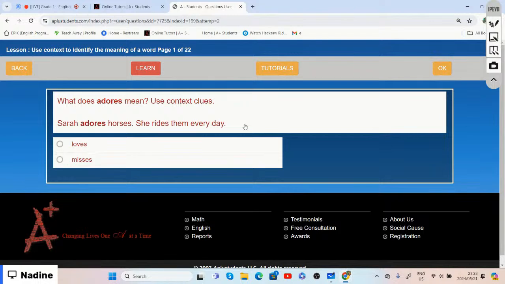All right. So if we look at the word adores, what do you think? Is adores loves or is adores misses? Guys, you need to tell me what the answer is. Is it option one, loves, which is the first one, or is it misses? What does adores mean? Loves or misses?